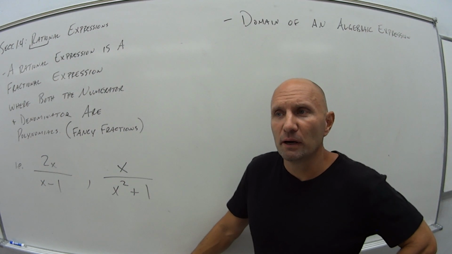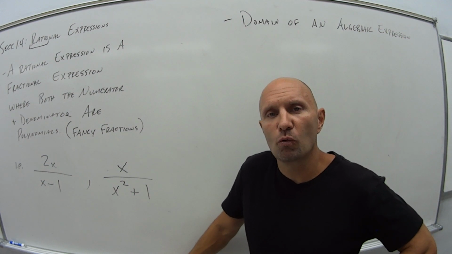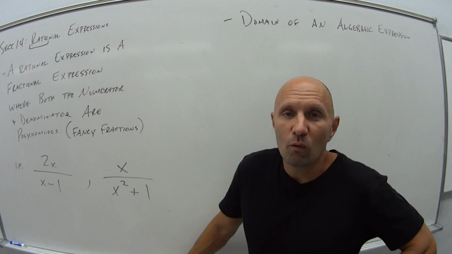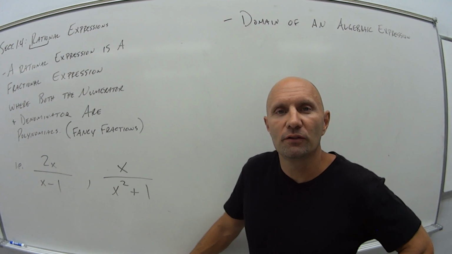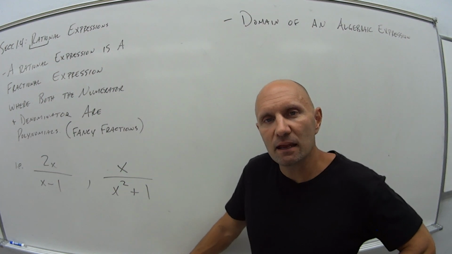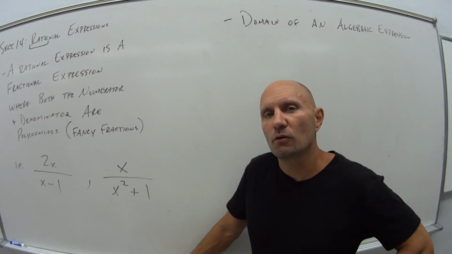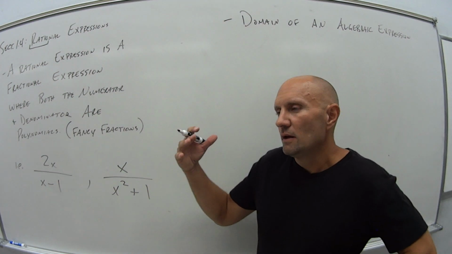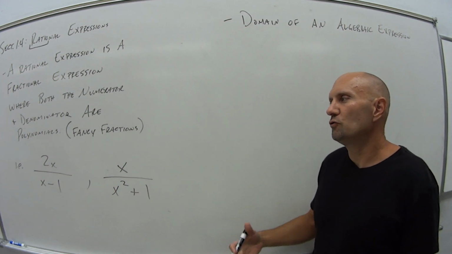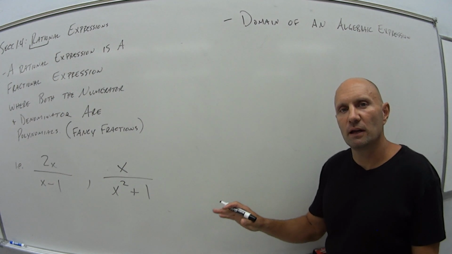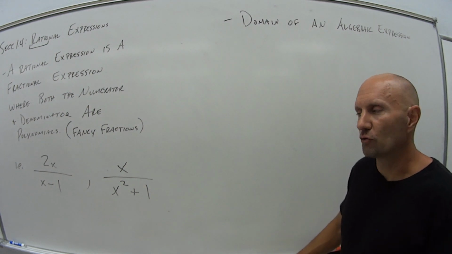What if one of my algebraic expressions has a square root in it? Well, what do I know about any even root: square root, fourth root, sixth root, etc.? I can't have a negative number underneath a radical symbol. So when we're talking about domain, that's what we're talking about: what values could we plug in without causing any math issues, so to speak.